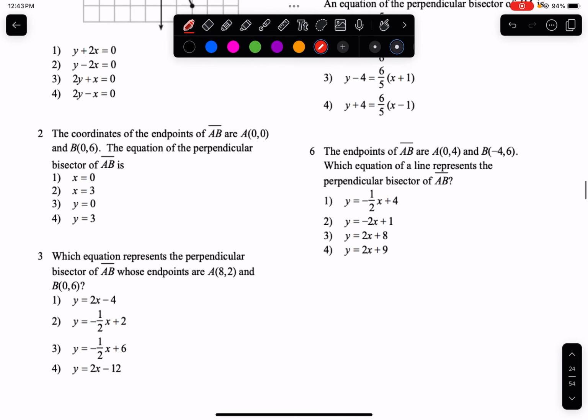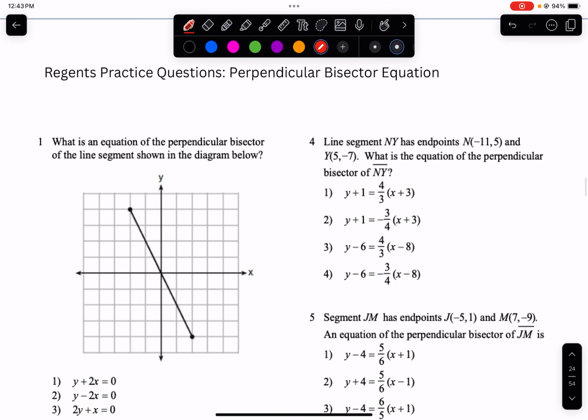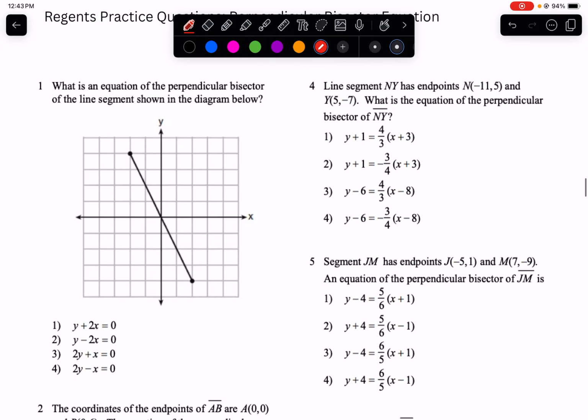I want to look at some of the regions questions before we look at your homework. So when it comes to the regions questions, sometimes they're going to be very straightforward. Sometimes they're going to have to do a couple of steps in between.